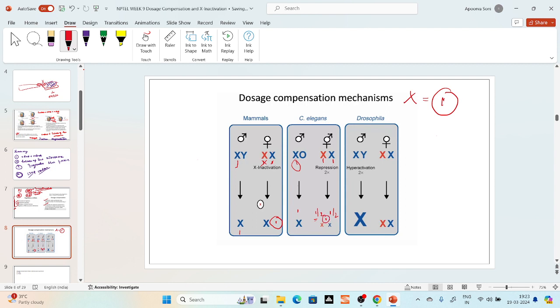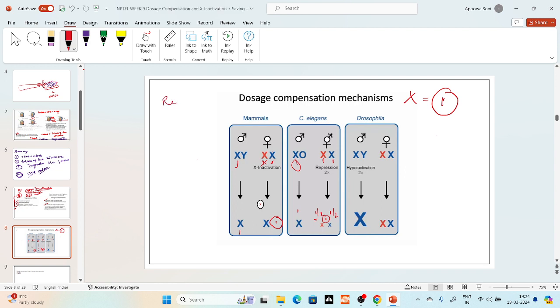So that means in the case of C. elegans, unlike in the case of mammals where the expression of one of the chromosomes is completely stopped, here the expression of the chromosome is not completely stopped, but the expression of both of the chromosomes is reduced to half. So there is a repression of the expression of each chromosome. So earlier this chromosome should produce an expression of 1 unit, now it is producing half a unit. Here also it should produce 1 unit, now it is producing half a unit. So you can see from the symbols also, this is a bigger X, this is a smaller X. So both the X's are present but the expression is reduced. That is why it is called repression.